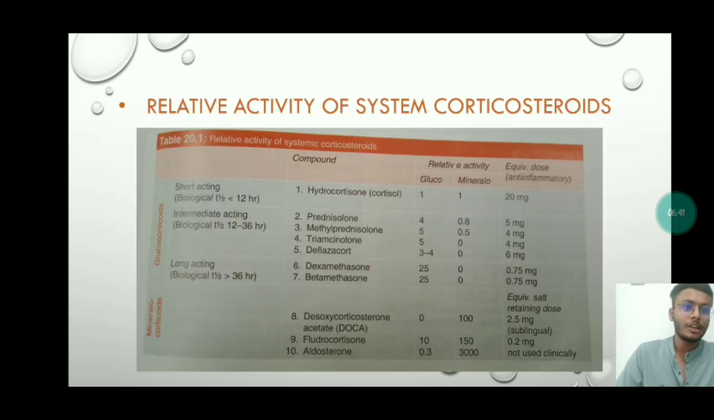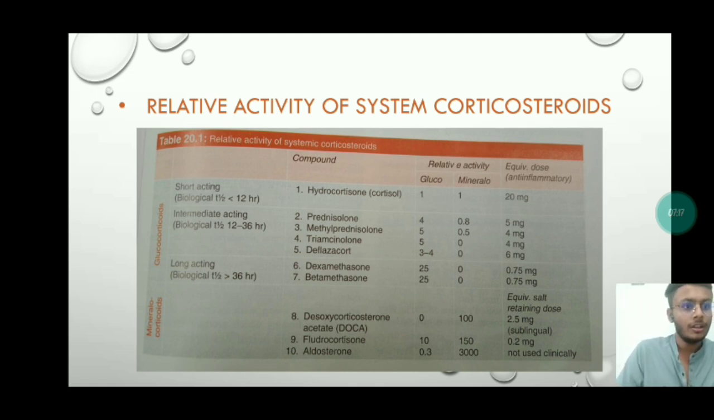So, the relative activity of systemic corticosteroids. From this slide, MCQs are commonly asked. So let's see this slide. As we know, glucocorticoids are divided into short acting, intermediate and long acting. Short acting means below 12 hours, intermediate means 12 to 36 hours and long acting means they act above 36 hours. So here I will discuss the MCQ points.